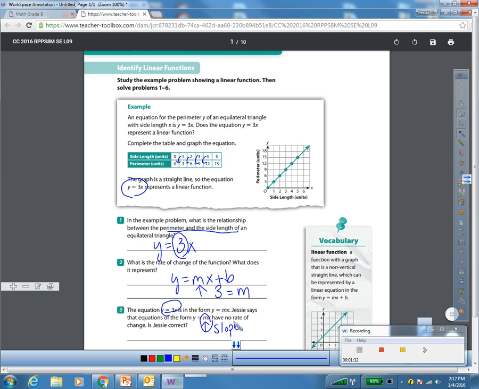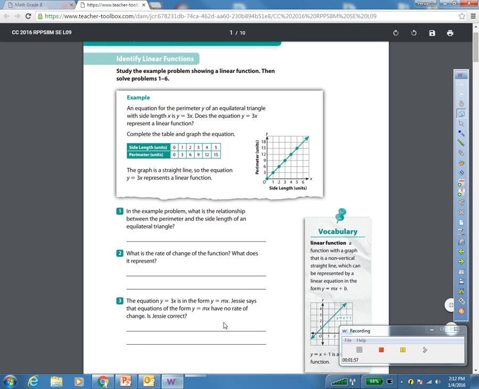Jessie is confusing rate of change or slope with a y-intercept. On these ones, your y-intercept is going to be 0. So sometimes people write plus 0 so they don't get that confused. These are proportional linear functions. Okay, I'm going to switch to page 92 here. So let's go to the next page.